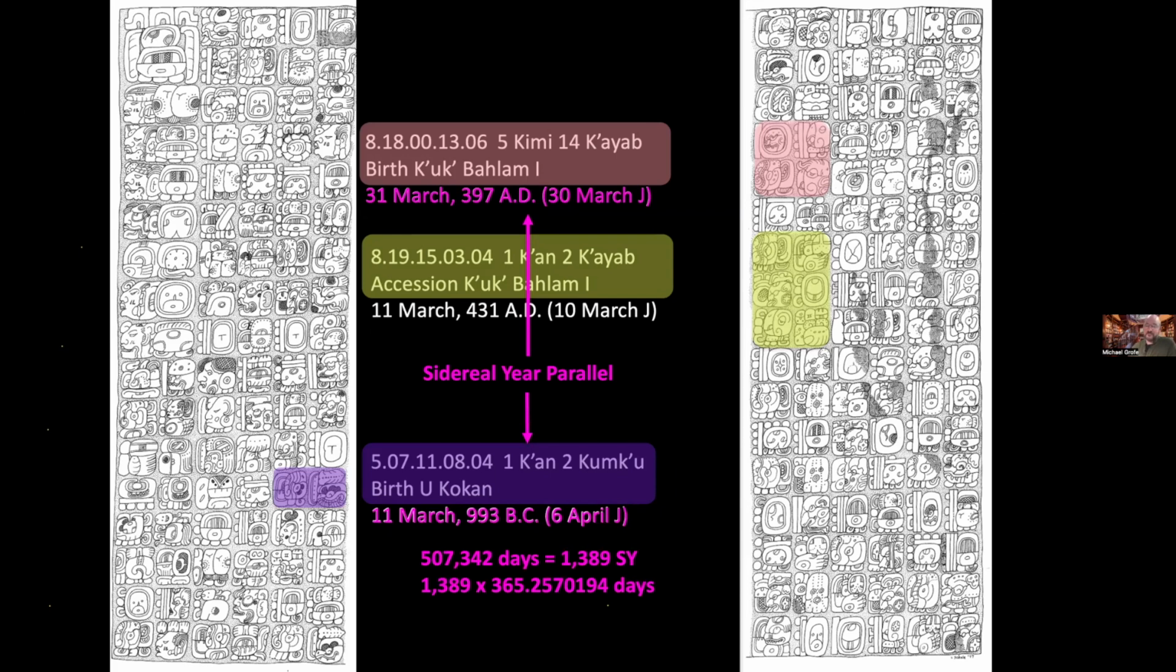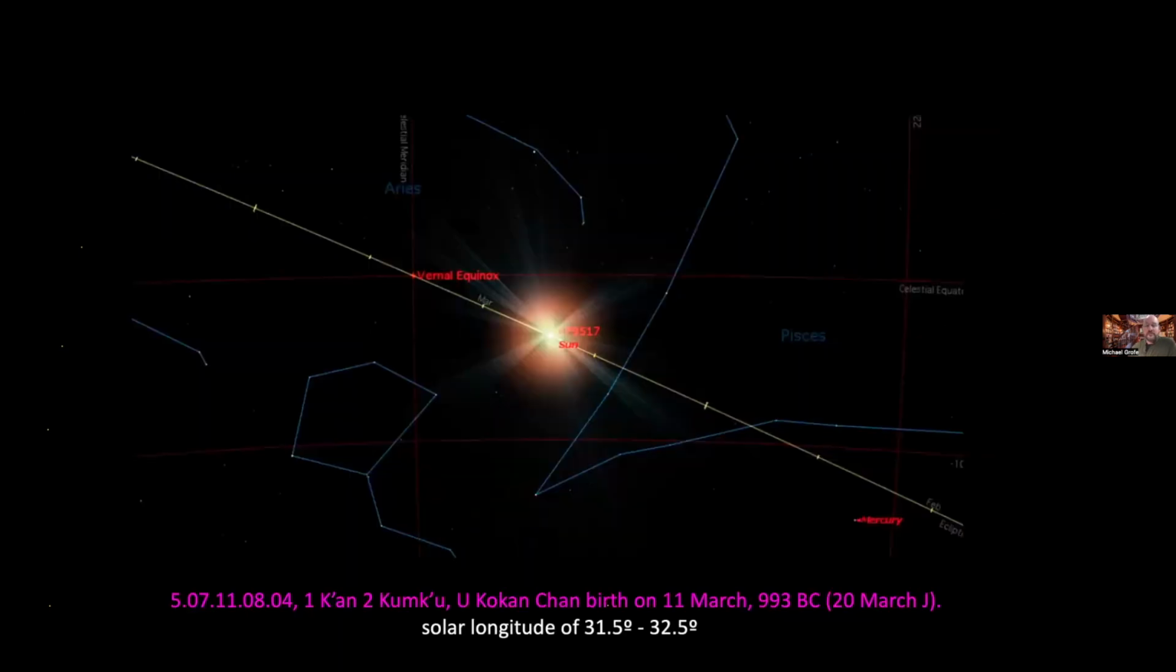365.25636 days. Okay, one way to visualize this, we're looking now at where the sun was. Again, this is not to say the Maya were doing this. This is a way that we can look at this particular date to see what's happening. And compare it with this other date. So on the date of the birth of U Kokan Chan, or U Kokan, here I'm calling him U Kokan Chan. This is on the 11th of March, 993.